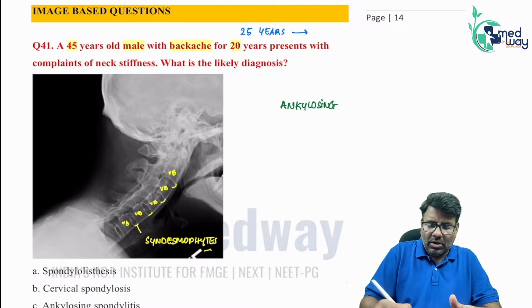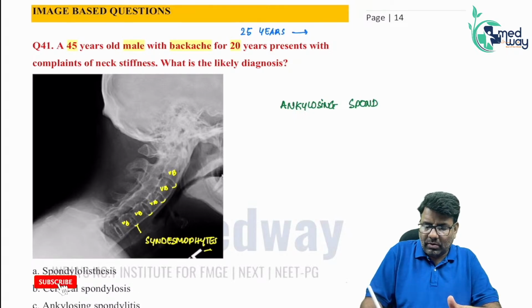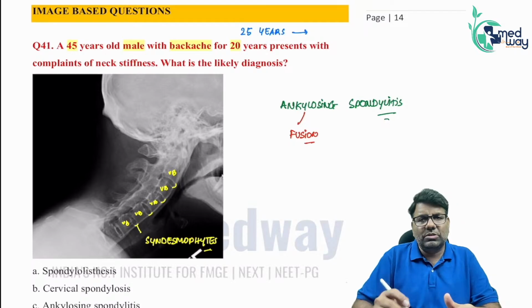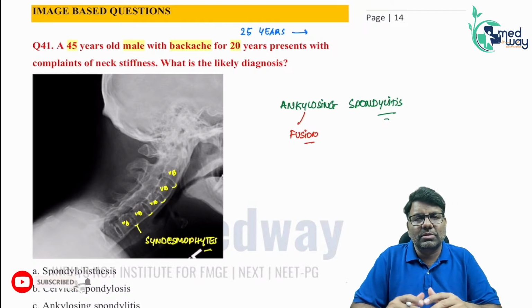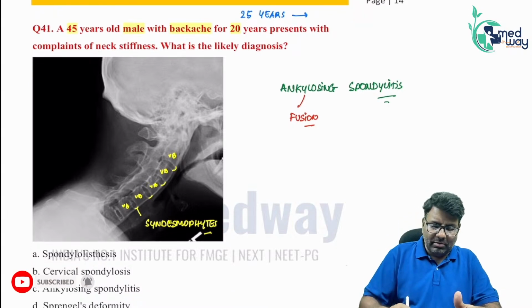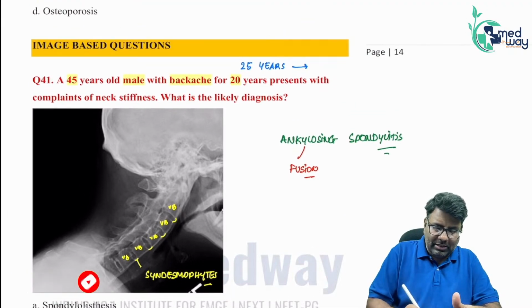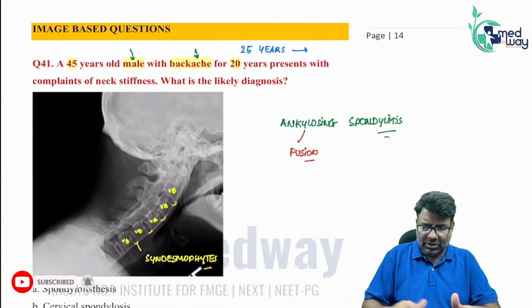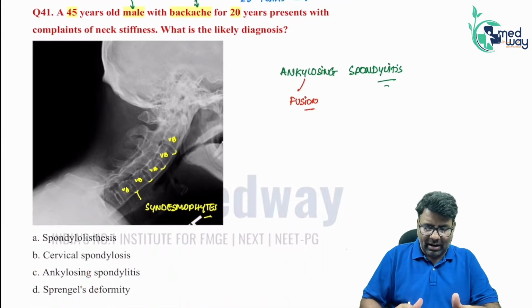ankylosing spondylitis. What does the word ankylosing mean? Fusion. So here we can see the syndesmophytes have led to the fusion of the cervical vertebrae. And the classical hints are that the problem started in a young male, and it started with backache. Right? So this is how the picture will present, and classically you can see the X-ray.